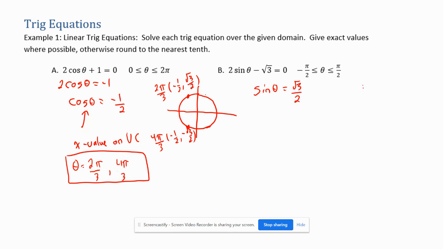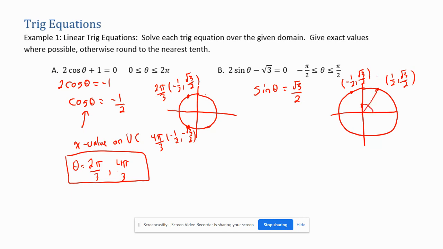Now the same thing, except sine is the y coordinate on our unit circle. And that's going to happen here and here. So this is happening at -1/2, √3/2 and at +1/2, √3/2. Now the idea here is that the domain we're given is only from -pi/2 to +pi/2. So from 0 to pi/2, I can go from here to here, and that's going to hit this angle here, which is pi over 3.